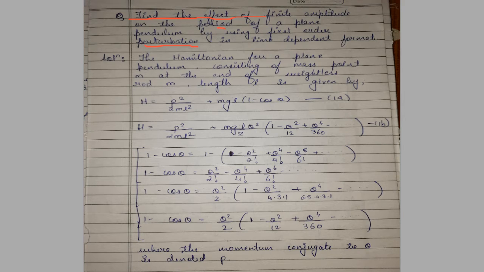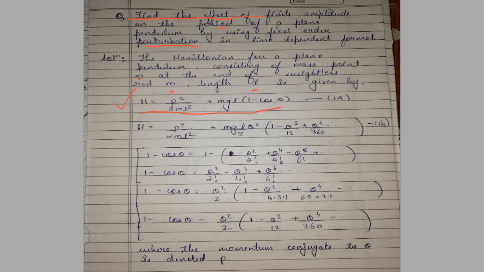Okay. So see, we'll start with the question. The Hamiltonian for a plane pendulum consisting of a mass point m at the end of a weightless rod of length L is given by this. So basically we have mass m, length L, and we know the Hamiltonian for a plane pendulum is given by p square.